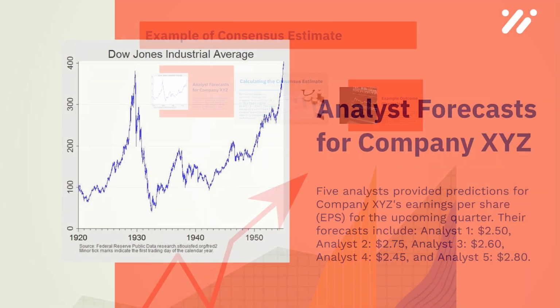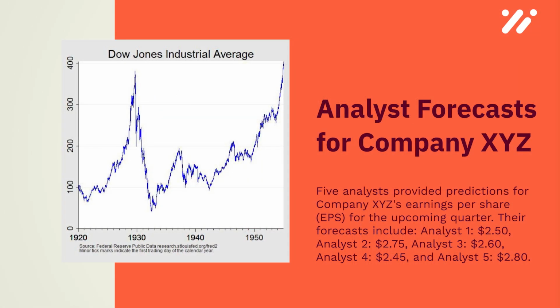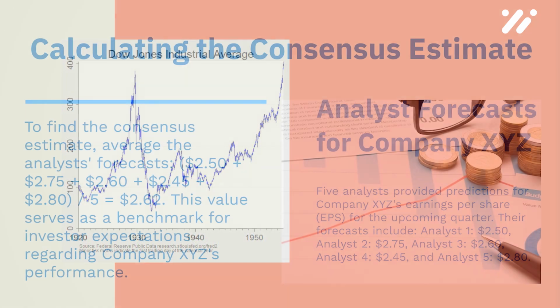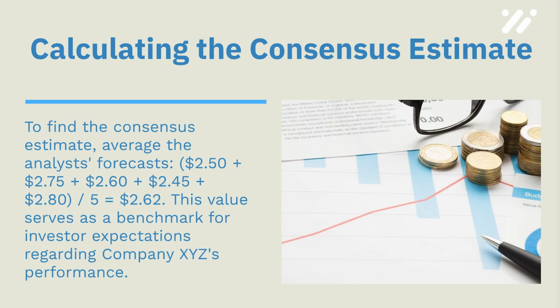So for example, let's say 5 analysts provide the following forecasts for company XYZ's earnings per share, EPS, for the next quarter. Analyst 1, $2.5, Analyst 2, $2.75, Analyst 3, $2.6, Analyst 4, $2.45, Analyst 5, $2.8. In this case, we have just 5 forecasts. We will add it up and divide it by 5. Am I clear? Which is $13.1 divided by 5. The consensus estimate here is $2.62.